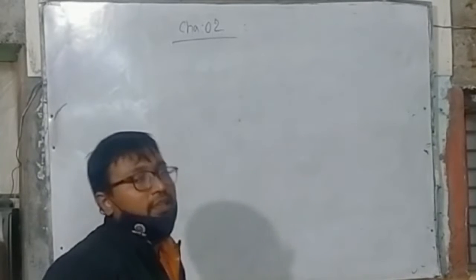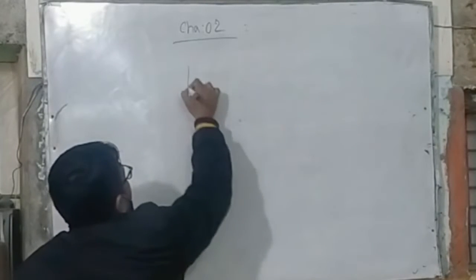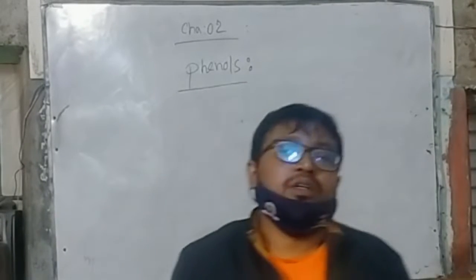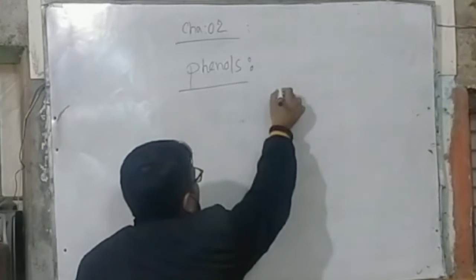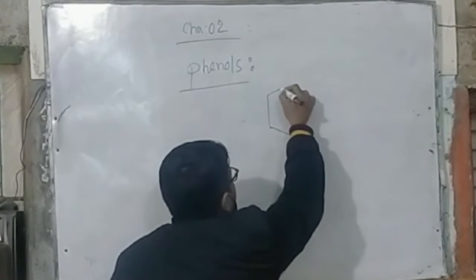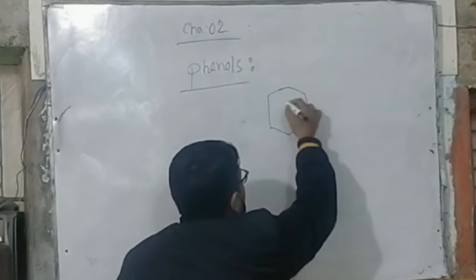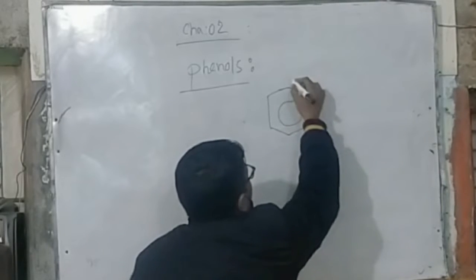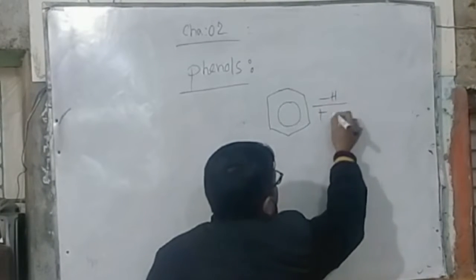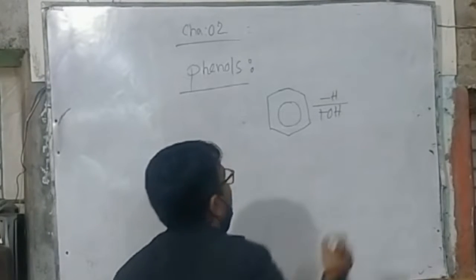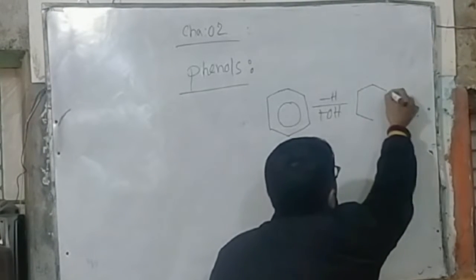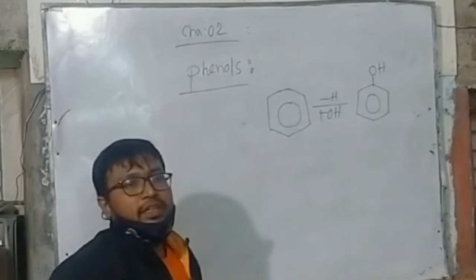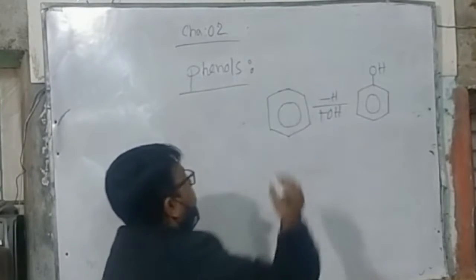Alhamdulillah. Organic chemistry. Today's topic is phenol. Dear student, phenol is an organic compound which is acidic. When one hydrogen atom of benzene is replaced by a hydroxyl radical, it is called phenol.